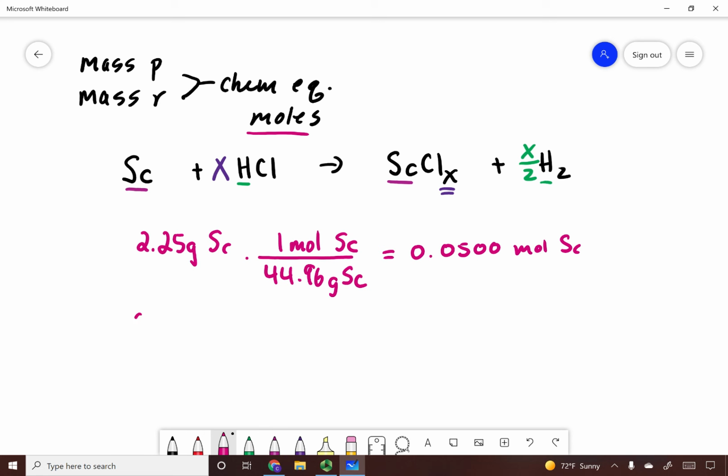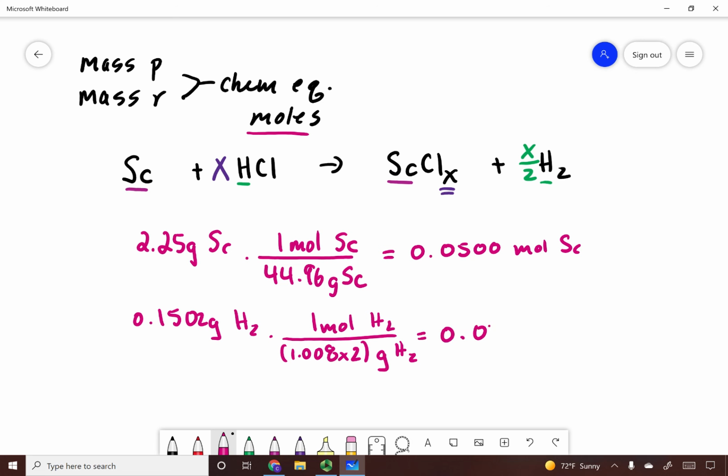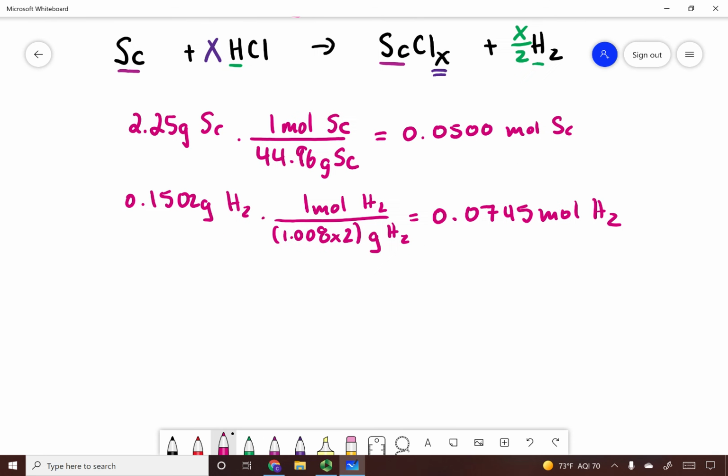I'm going to do the same thing for my hydrogen. The problem tells us I have 0.1502 grams of H2. I look on my periodic table. The molar mass of a single hydrogen is 1.008. There's two of them, and that's going to be grams per mole of H2. I do this division, and I get 0.0745 moles of H2. Now that I've got the moles of byproducts and reactants, I can relate these moles together using the chemical equation and stoichiometry.